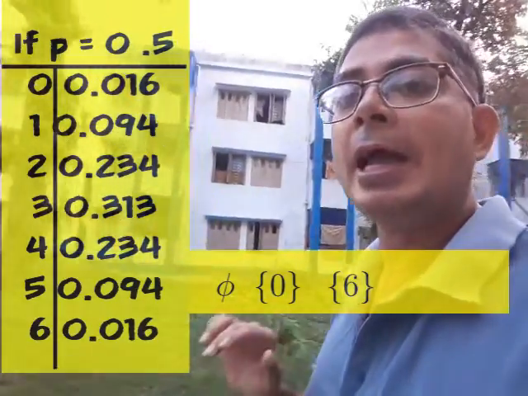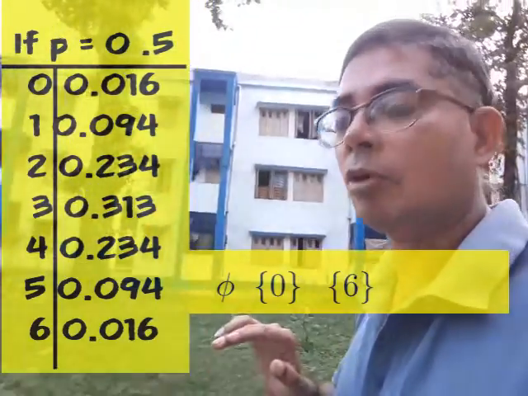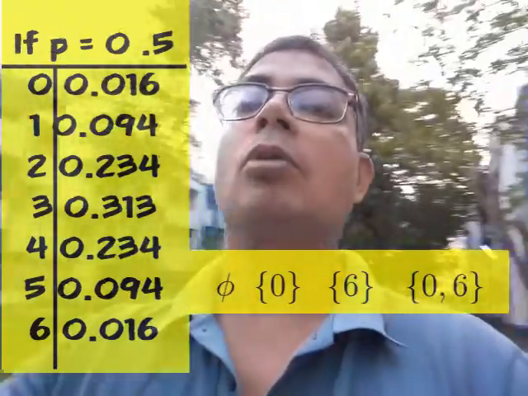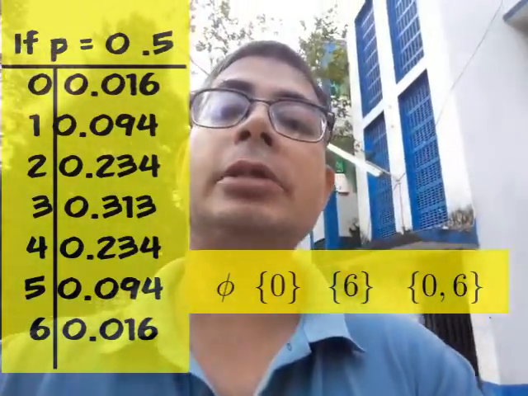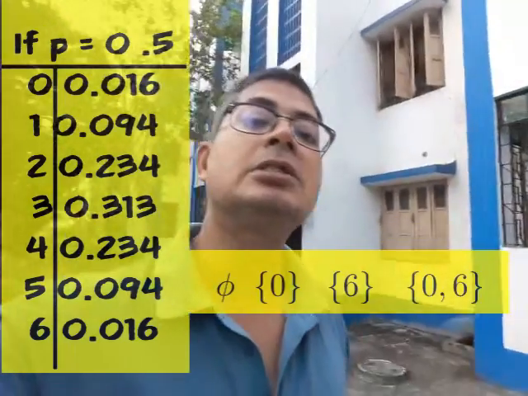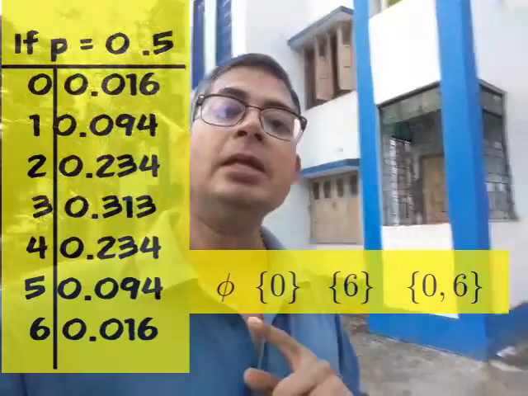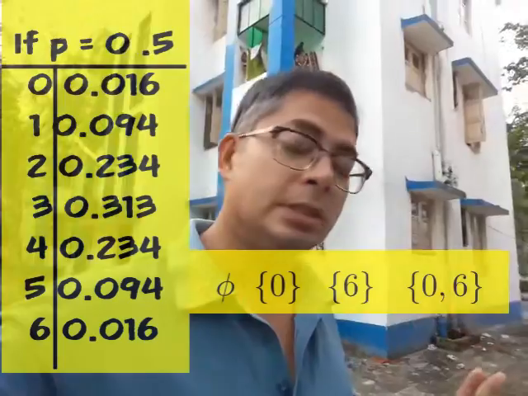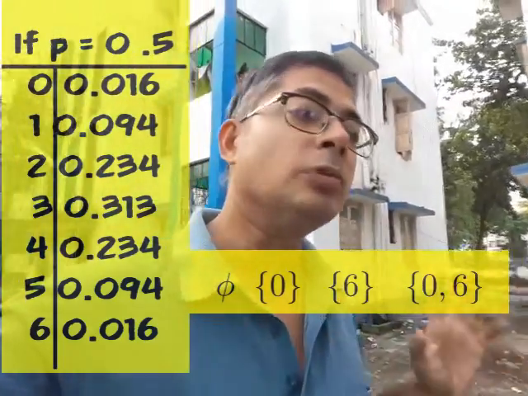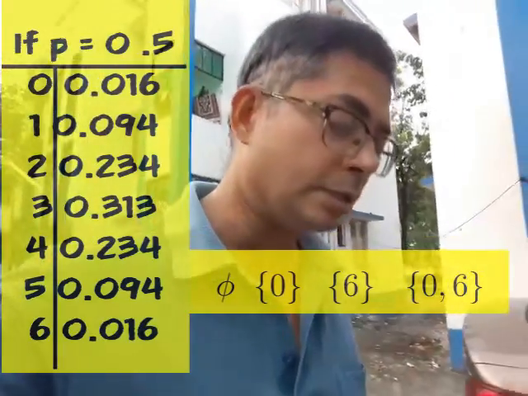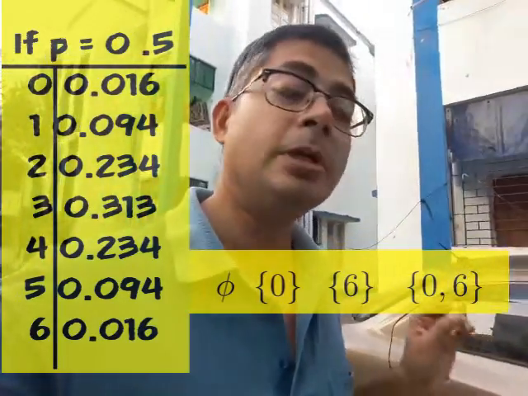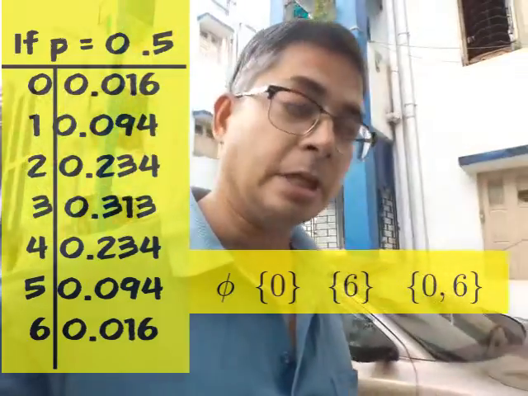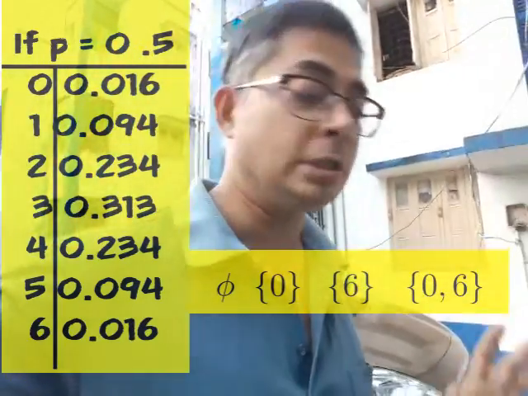Observe that if you add these two things, then the sum also remains less than 5%, which means you are quite well entitled to take as your set this doubleton set {0, 6}. So, all these critical regions will lead to tests which satisfy the condition that the probability of type 1 error is less than or equal to 5%. And these are the only 4 possible tests.